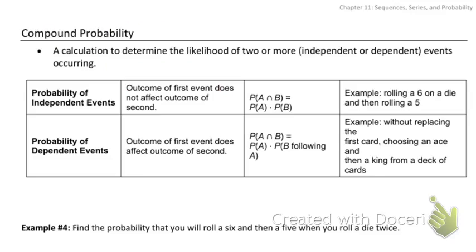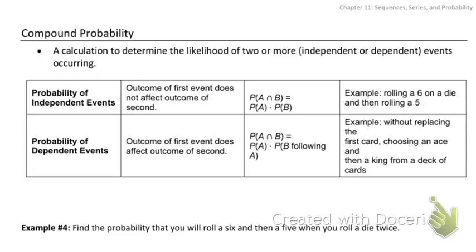All right, the next thing we're talking about is compound probability. Simple was just one event. Compound is going to be a couple events happening, 2 or more, and they're either going to be independent or dependent. Let's talk about independent first. It says that the outcome of the first event does not affect the outcome of the second event. The example was rolling a 6 and then rolling a 5.